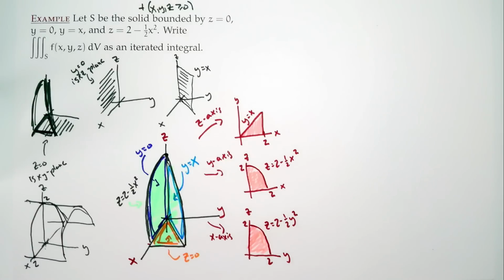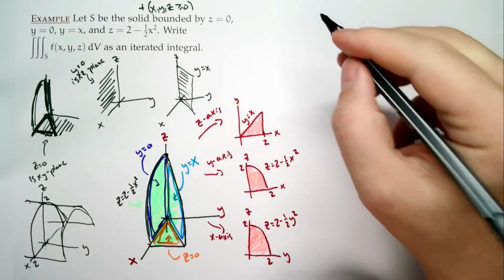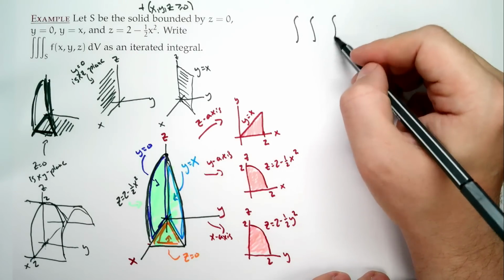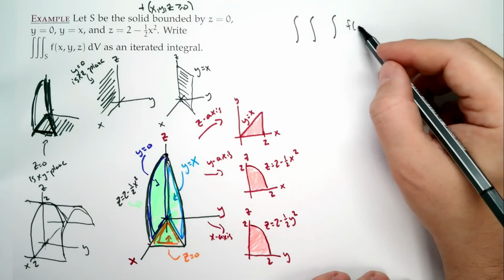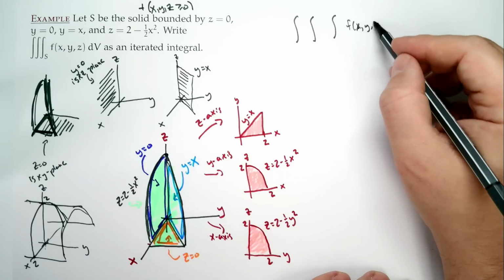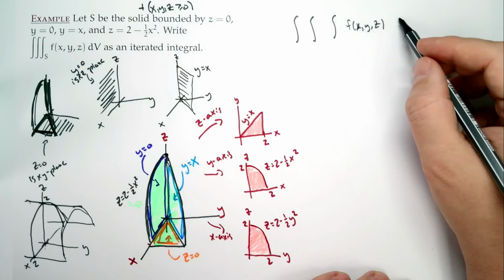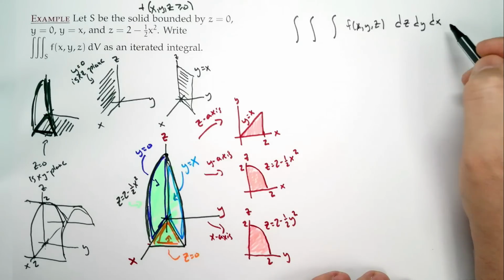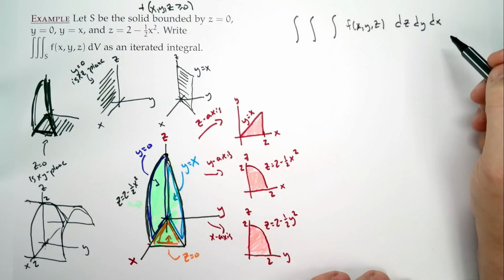We can do a couple of them. So let's pick some orders. So integral, integral, integral, f of x, y, z. And we can do any order we want. Suppose we do dz, dy, dx. We said that was the one that was fairly natural.